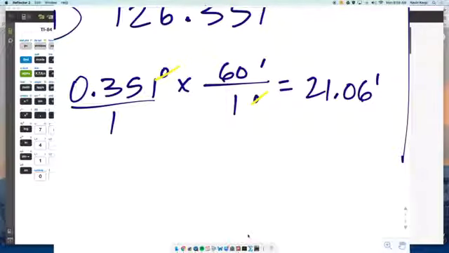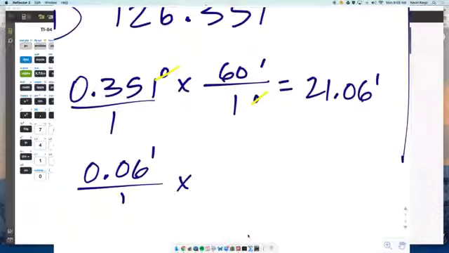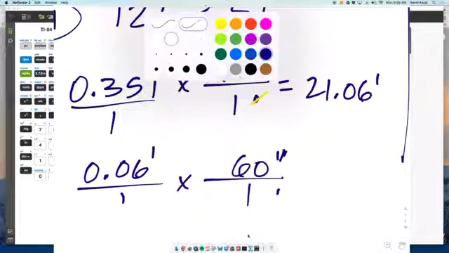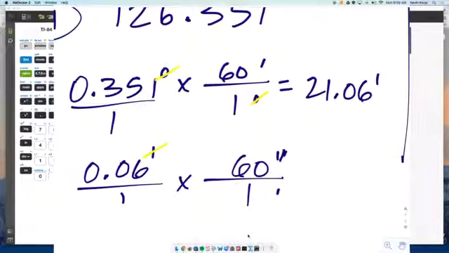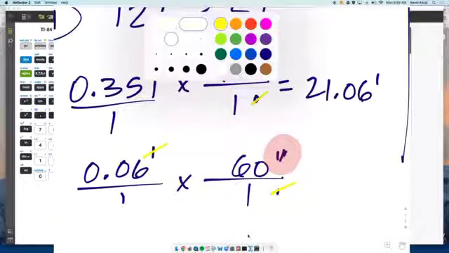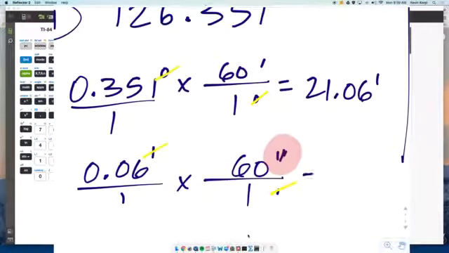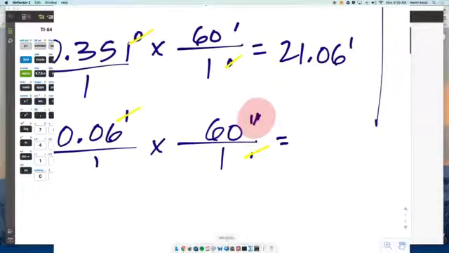So now we're going to do it again. Now we're going to take the fraction, 0.06 minutes, and we're going to convert it to the next unit down, which is seconds. So minutes in the denominator, seconds in the top, 60 seconds in 1 minute. And stoichiometrically, again, you'll see that your minutes divide out. And you're left with what final units? Seconds, which is what we want. So hard to go wrong when you know that your units are working out.